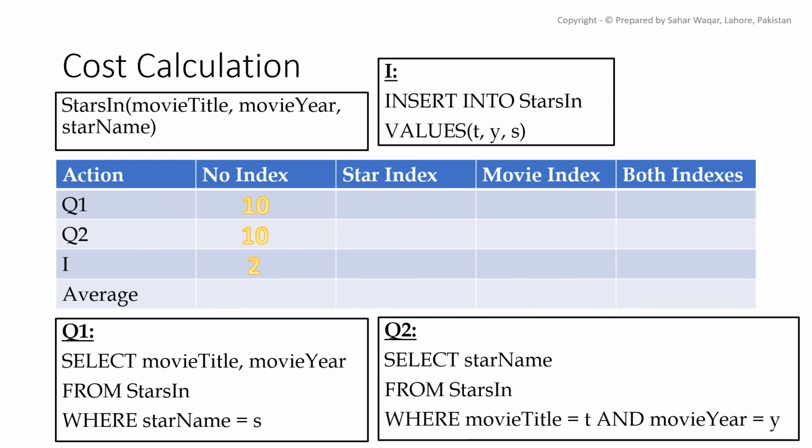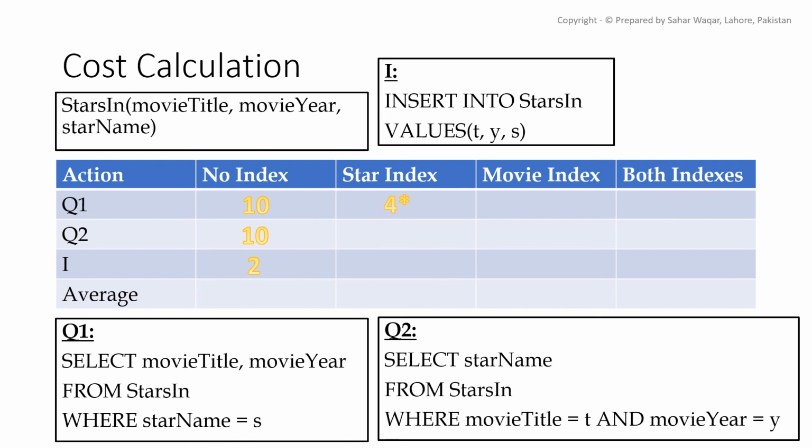Now if we have an index on star name, then for Q1, we know on average there are 3 movies in which a star has worked. So first we need to access the index page, and then 3 other pages will be loaded, which in the worst case is possible that each page has 1 movie in which the star has worked.